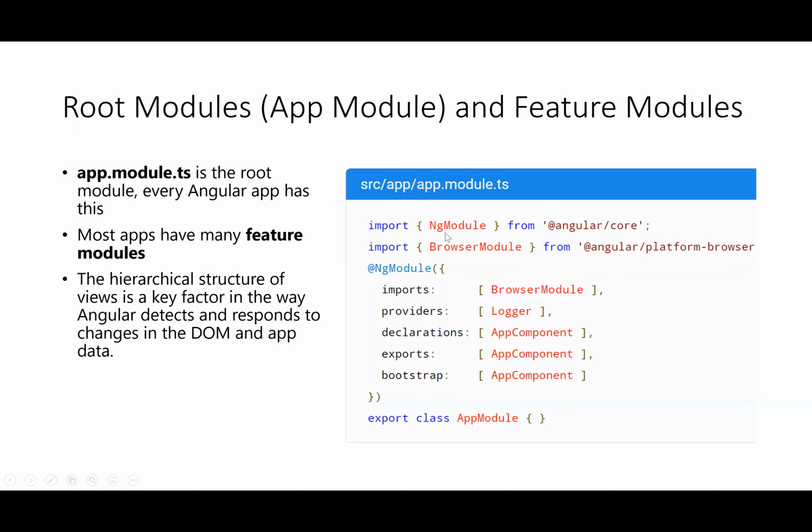It has the import at the top, NgModule, and typically it will import BrowserModule, okay, so that it can communicate with the browser. And it will have all these things here with the decorator @NgModule, okay, and inside there, there's one object with these properties. And each of these properties has an array attached to it.